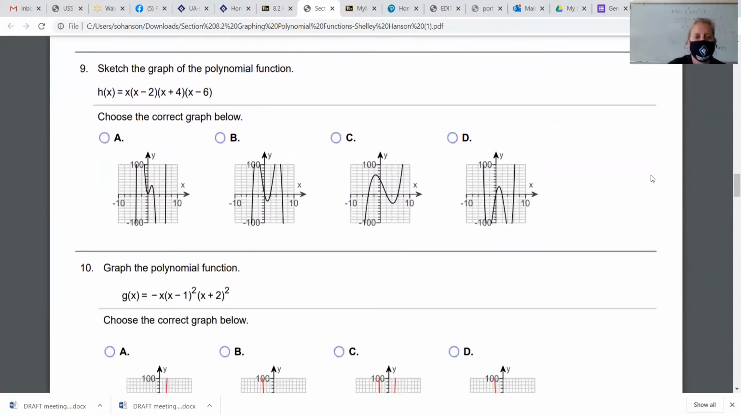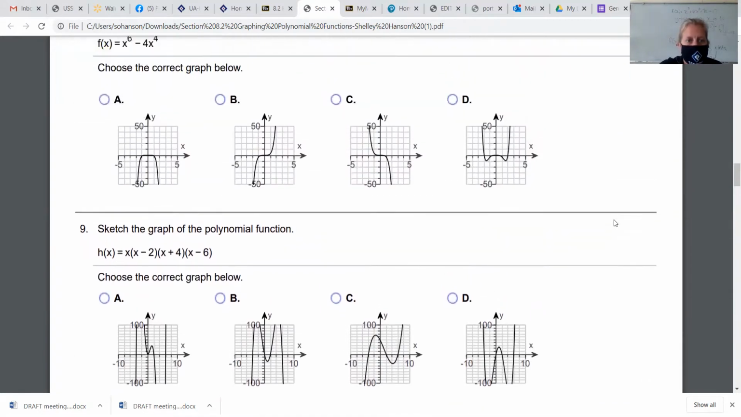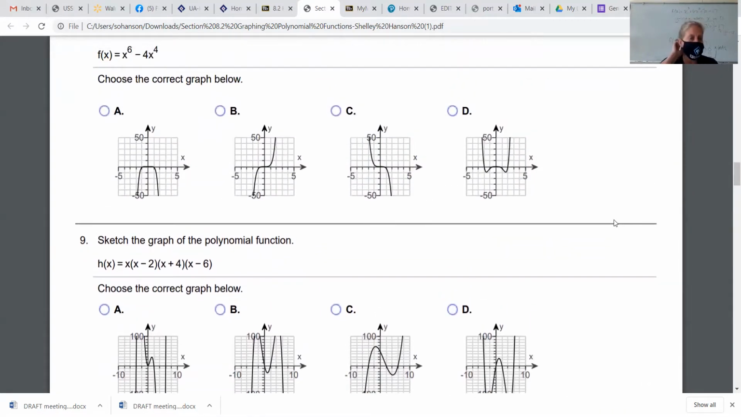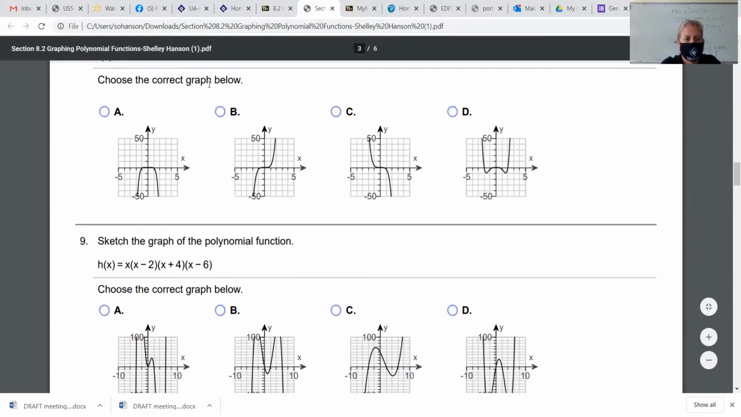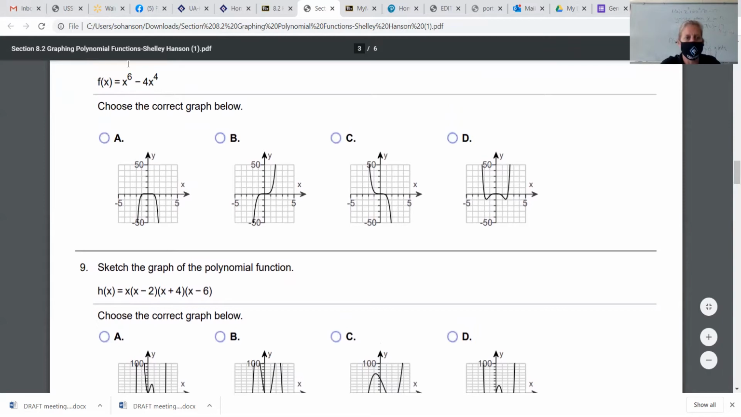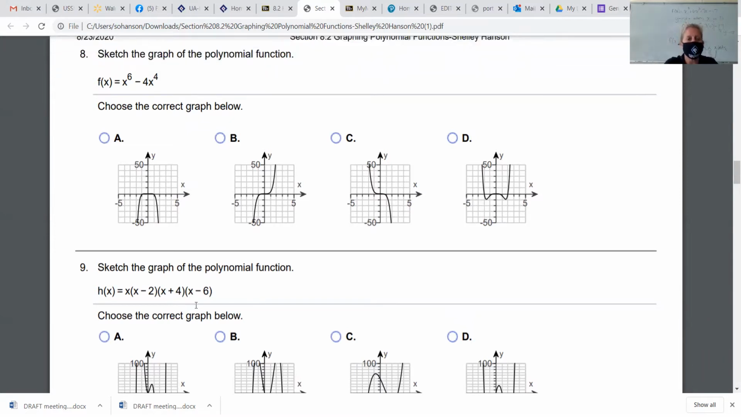All right, number 9. If you're going to use end behavior, look at the difference between 9 and 8, what was given to us. On 8, you had it written out as the group of terms, right? x to the 6 minus 4x to the 4th. Look at number 9. It doesn't give you the group of terms to give you the lead information. It gives you the factors, right? It's in its factors.